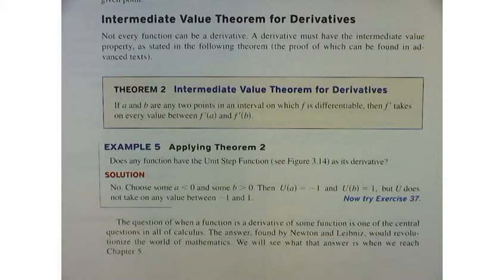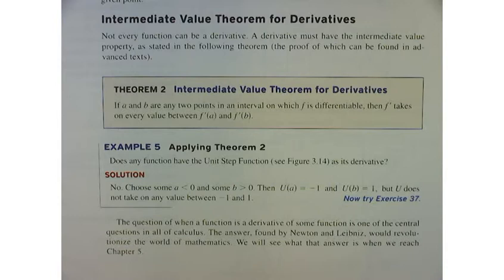What are they saying? What they're saying is that if you choose a step function and you let A equal a negative number and you let B equal a positive number, then because of the step function there are no values in between them. Now the question of when a function is a derivative of some function is one of the central questions of all calculus. The answer found by Newton and Leibniz basically revolutionized mathematics.